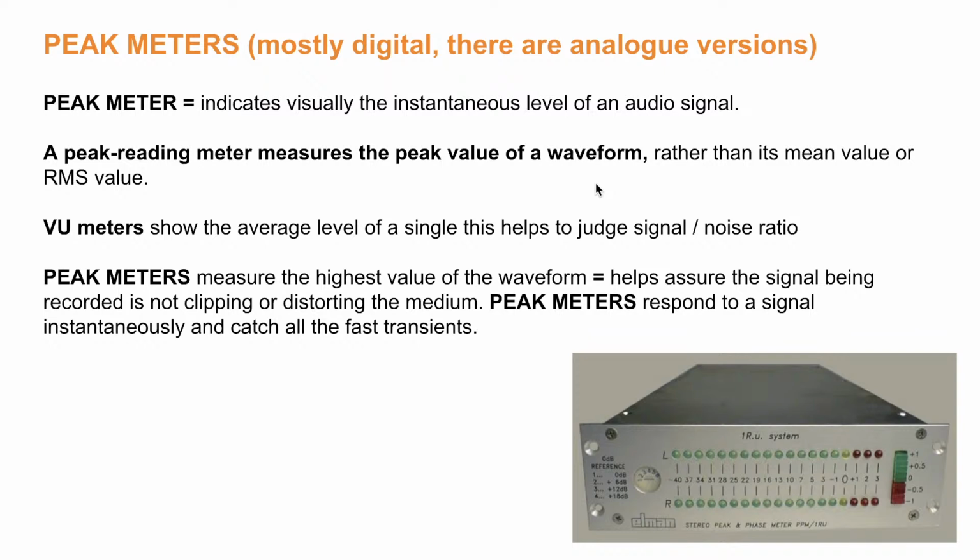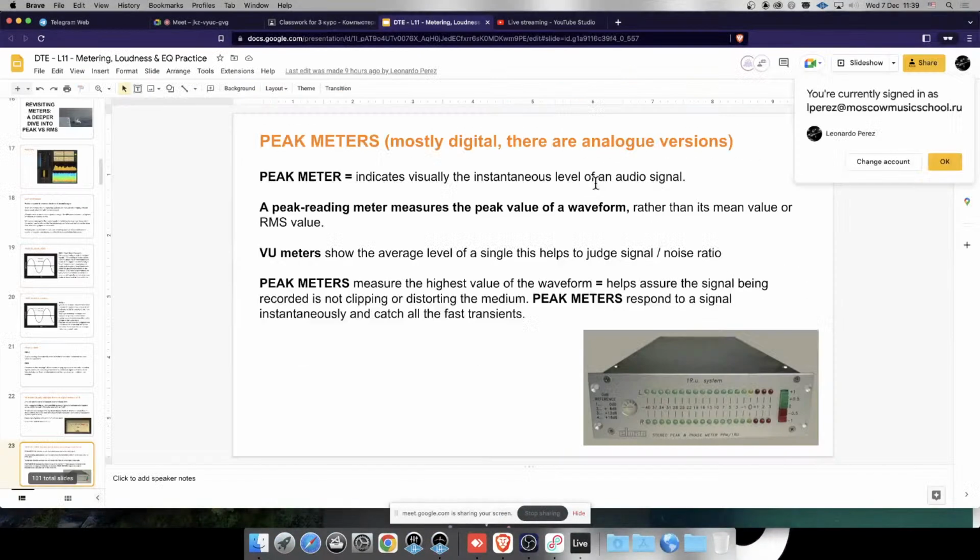But a peak meter usually indicates the instantaneous levels of an audio signal. I think that this is clear. A peak reading meter measures the peak value of a waveform. I think that's clear. Measuring the highest value helps assure the signal being recorded is not clipping or distorting the medium. Great, and peak meters respond to a signal instantaneously and catch all the fast transients. Nothing new there. So back here.